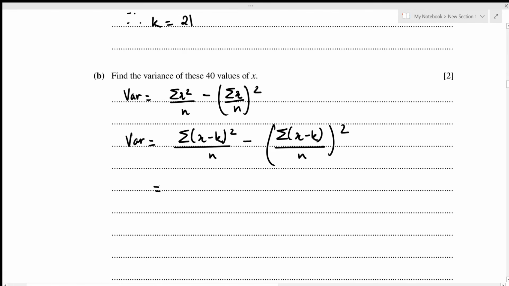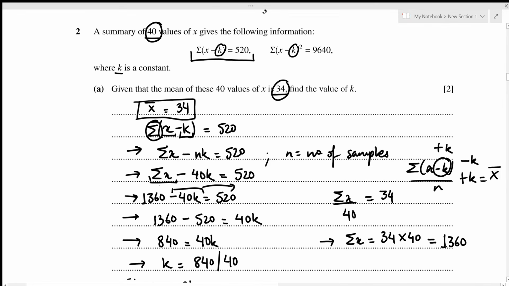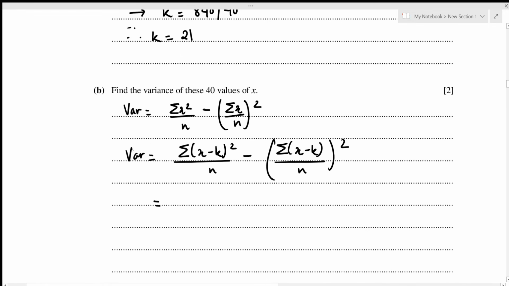Alright, now we just need to substitute the values. The value for summation x minus k squared is 9640 and the value for summation x minus k is 520. So let's just substitute it. That's going to be 9640, and we know that the number of samples is 40, minus summation x minus k, which is 520, divided by 40 whole squared. So this gives us the variance of 241 minus 13 squared, which gives the final variance of 72. Alright, this concludes the second question. Let's move on to the third one.